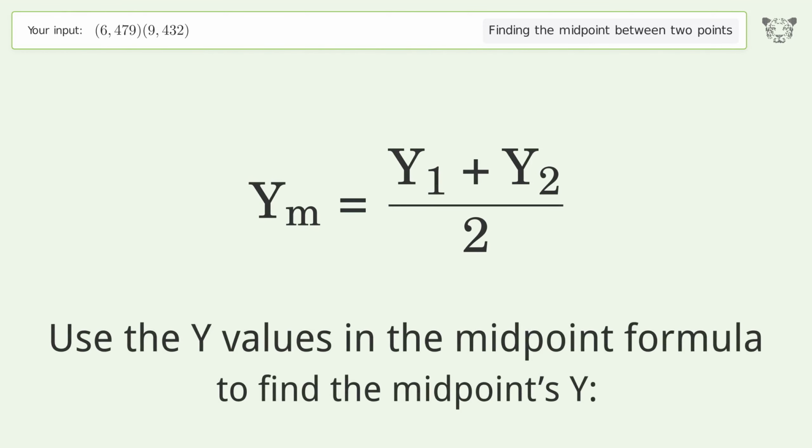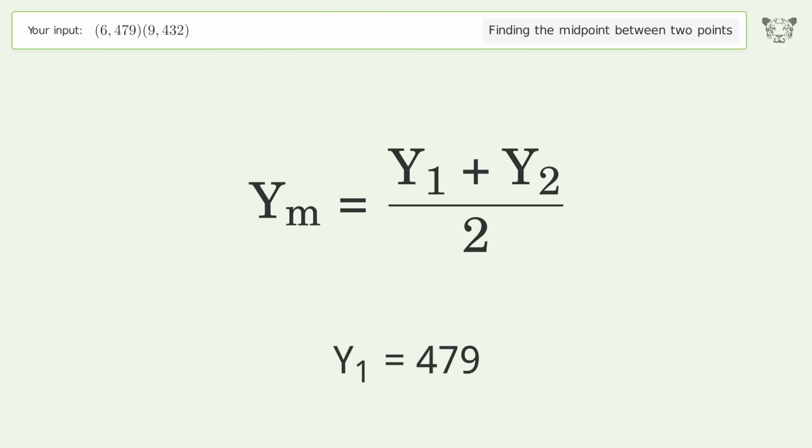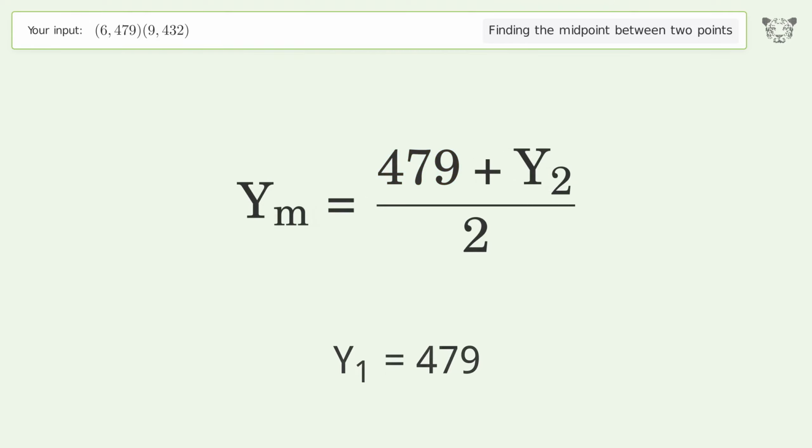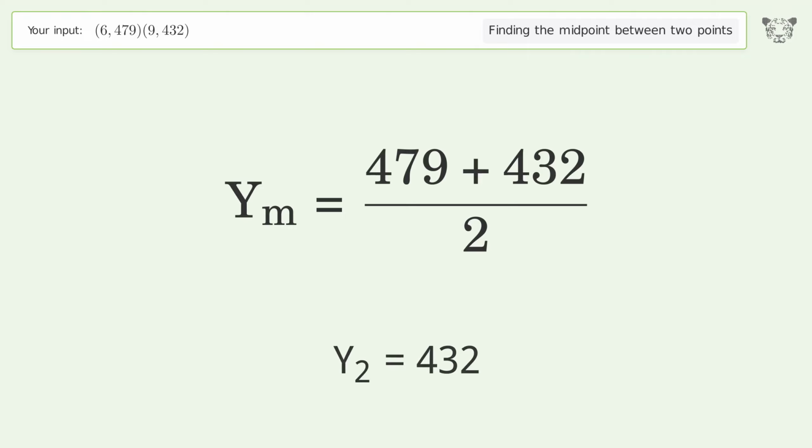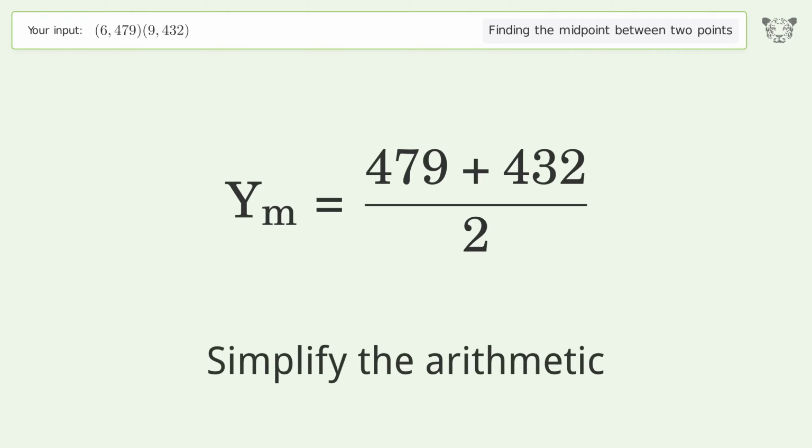Use the y values in the midpoint formula to find the midpoint's y. y1 equals 479. y2 equals 432. Simplify the arithmetic.